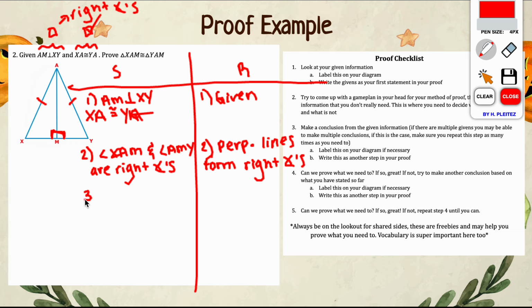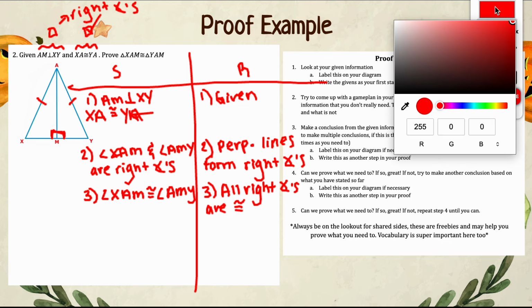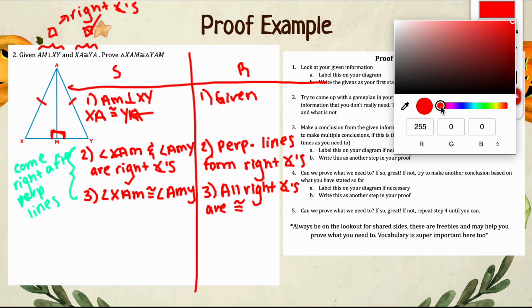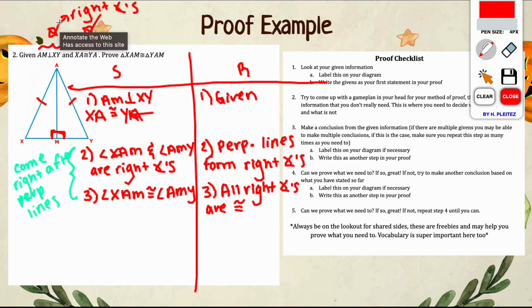All right, now that is like the peanut butter or like the Mario. Now the jelly or the Luigi, right after you say that the two angles are right angles, you need to say they're congruent. So angle XAM is congruent to angle AMY. And the reason there is always, hey, all right angles are congruent. So again, you might want to make this label in your proof. These two always come right after perpendicular lines. All right, now I guess we can go ahead and check that off since we've addressed our givens.